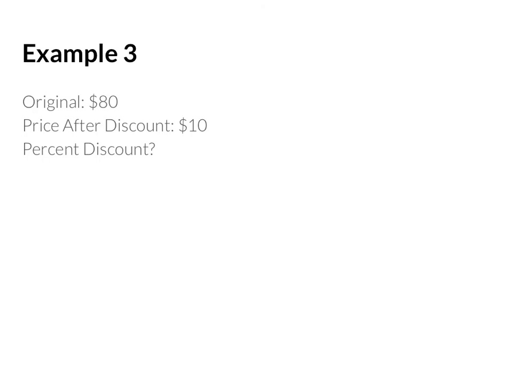Example number 3. The original price is $80 and the price after the discount is $10. So what's the percent of discount? It's a really good deal. Well, we first have to figure out how much it has been discounted. And it's been discounted $70. We're going to compare that change to the original. So it changed 70 compared to the original price, which was 80.